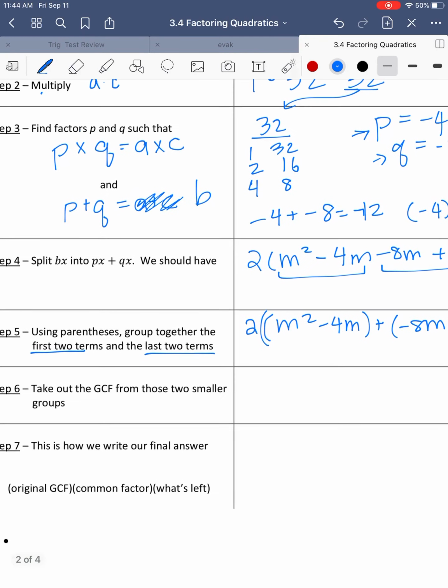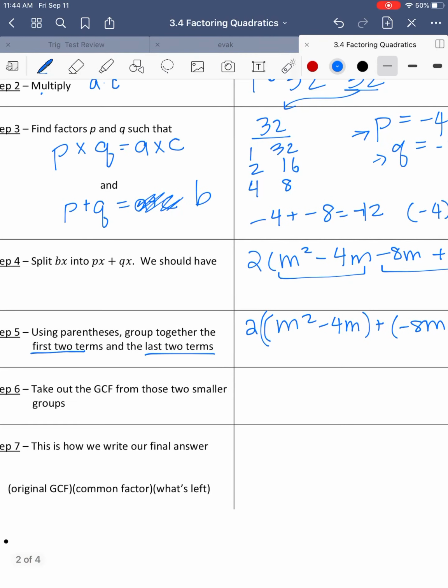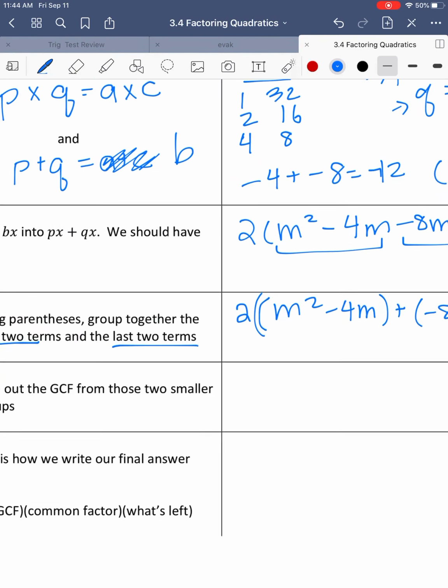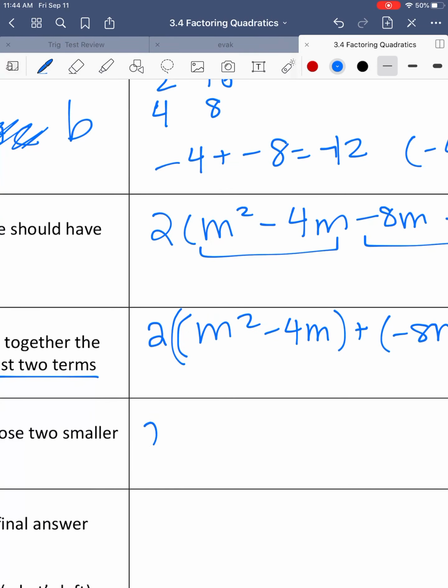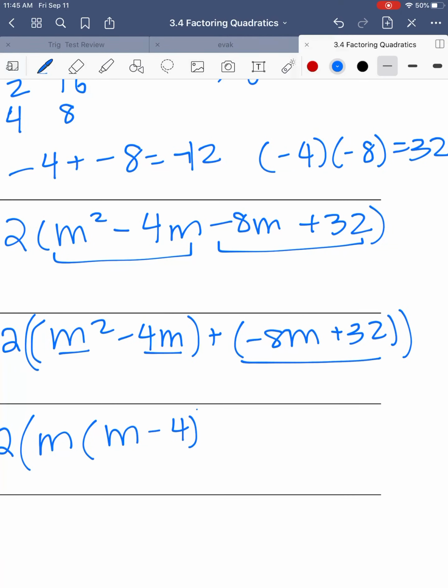Step number 6 is to take out the GCF from those two smaller groups. And so if you look at this, for example, in these two, we have an m in common. So I'm actually going to take out the m, and that leaves me with m minus 4. And I'm going to do the same thing over here. Both of them have an 8 in common, so I'm actually just going to take out the negative 8, and that leaves me with m minus 4. But these are the same.